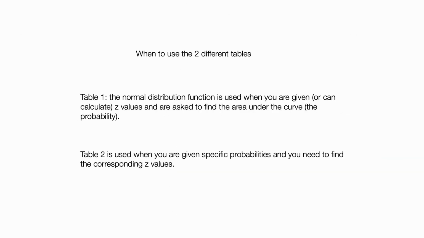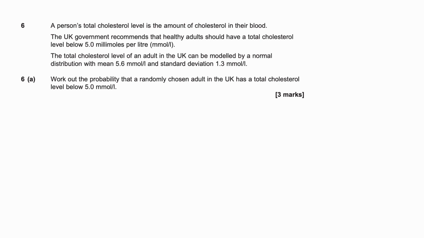So there's two different tables. The first one is when you are given or can calculate z values and you're asked to find the area under the curve, the probability. Table 2 is used when you are given the probability. So we were given the 75% or the 0.75 probability there, and we needed to find the corresponding z value. Now we're going to look at an exam question, which will involve both tables.